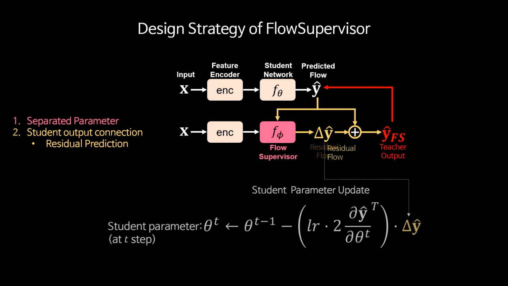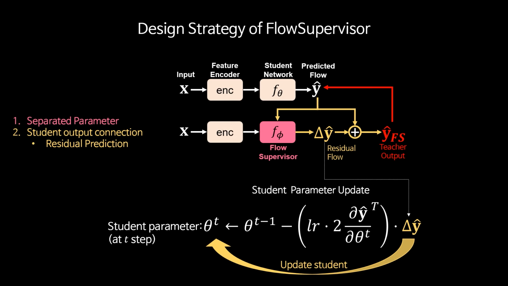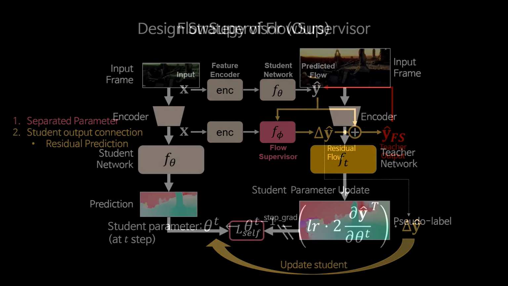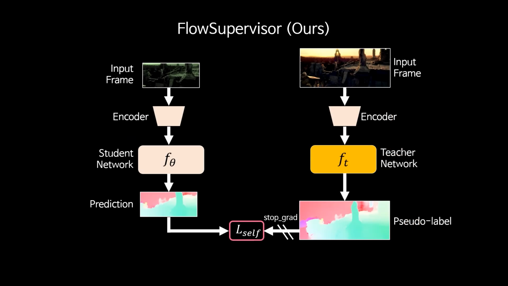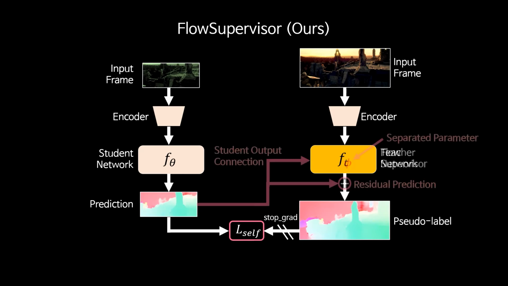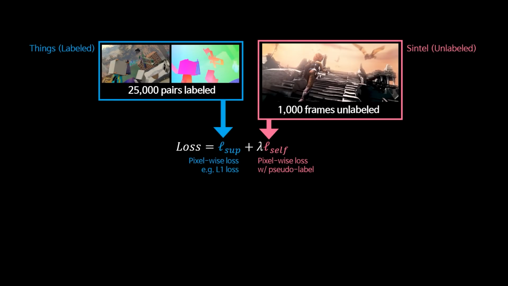In this structure, the residual flow, the output of FlowSupervisor, is used when updating the student parameter theta. This equation holds when we use the squared loss function to minimize the difference between the predicted flow and the teacher output. This is the general structure of optical flow self-supervision, and we add these modules to the architecture. In the optimization step, we use both the labeled and unlabeled datasets. The loss function is the summation of the supervised and the self-supervised loss.